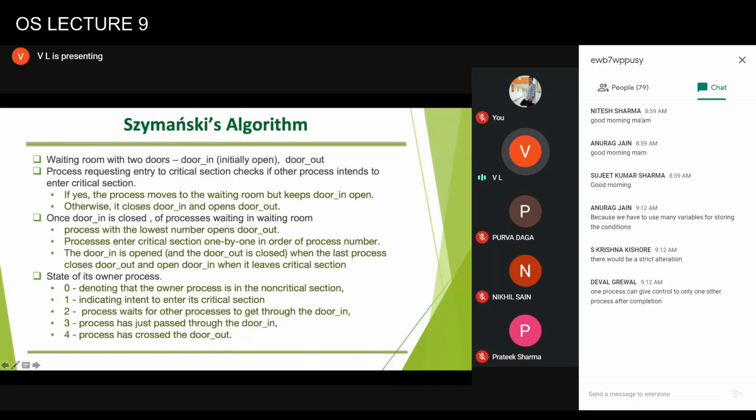So at any time, the state of a process can be 0, which means the process is right now in the non-critical section. The process will set this state to 1 if it wants to enter the critical section, and it is waiting outside the incoming door. Once the process enters the door, it will check whether other processes are trying to enter or not, and then it will set its state to 2. And once the process has crossed the door out, it will be state 4.